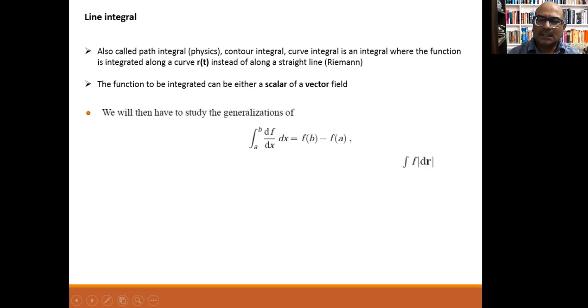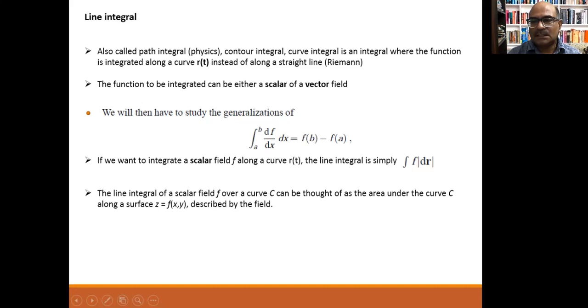It can be a scalar or it can be a vector field. Now, if we want to integrate a scalar field along that curve, the line integral is simply f dr. Otherwise, we have to generalize from this integration that it is the integral from a to b of the derivative of f, so the value will be f(b) minus f(a).